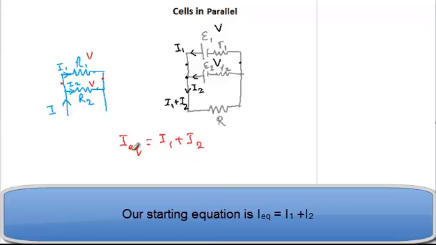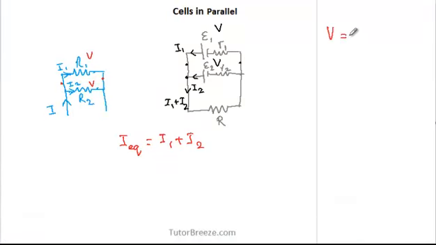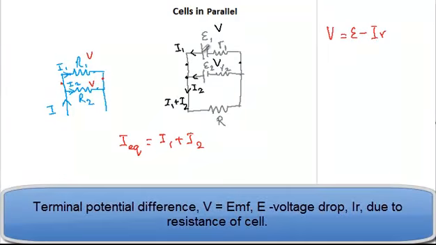Now this is our starting equation. If we want to find the equivalent EMF, we will write this using the equation V is equal to E minus IR, where E is the EMF of a cell and IR is the potential drop due to the internal resistance of the cell. In case you are not familiar with this, I suggest you go through the lesson titled EMF and terminal potential difference, where I have discussed this equation, and then you can come back to this lesson.